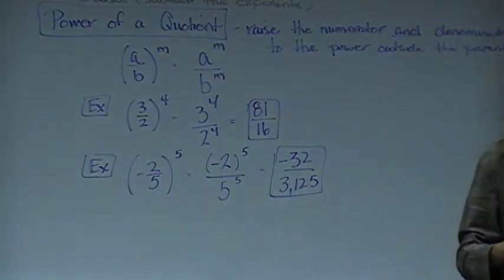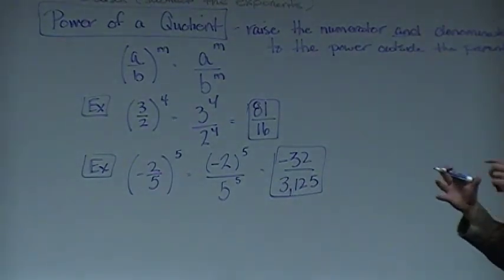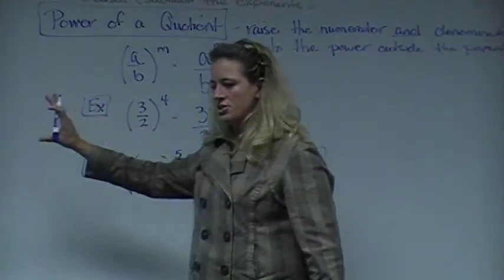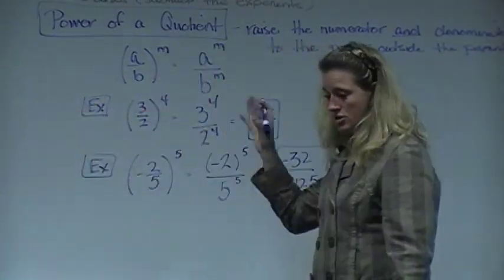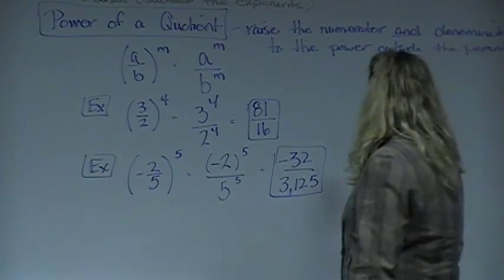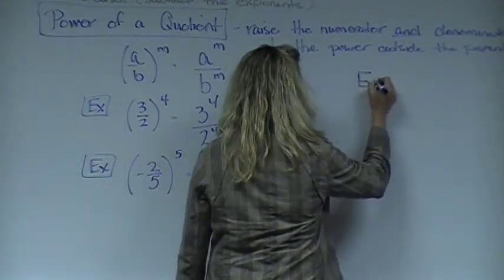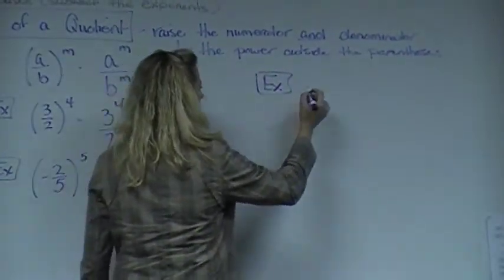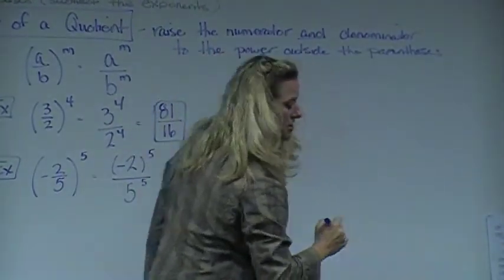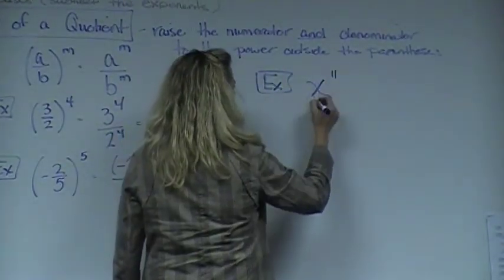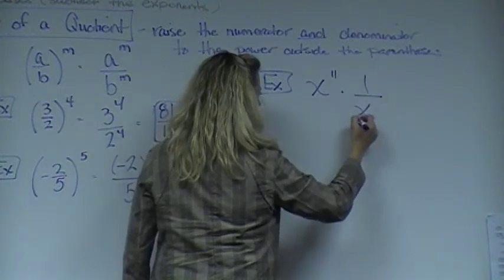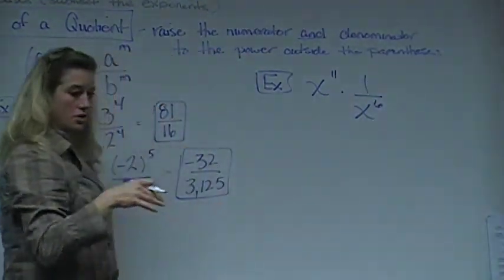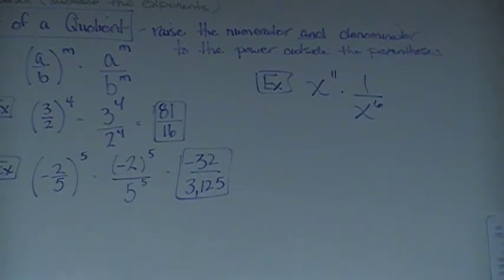Okay. I have a couple other ones that are going to combine the quotient of powers and the product of powers. So I want to do a couple of those before we move on. I want you guys to add them to your notes. Let's do one like this. x to the 11th times 1 over x to the 6th. You got a couple of these on your worksheet we did last night. What number should we put x to the 11th over to make it a fraction?